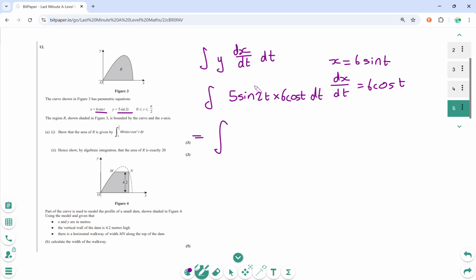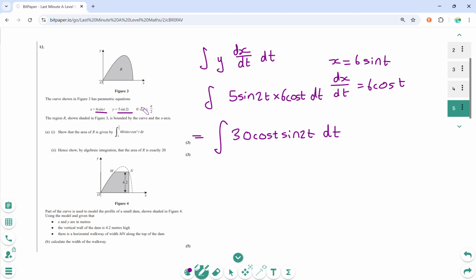And then simplify. 5 times 6 is 30. Cos t sine 2t. Let's swap that around. And then we just need our limits here. You can see from what they've done, the limits for t have gone from 0 to pi over 2.